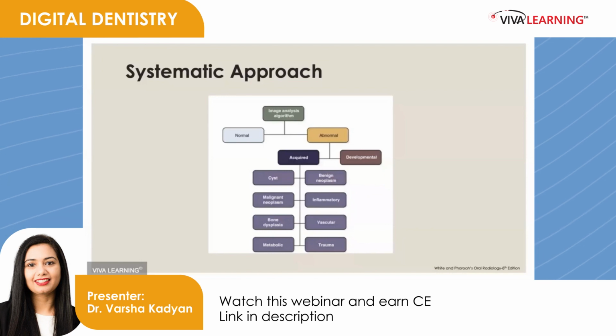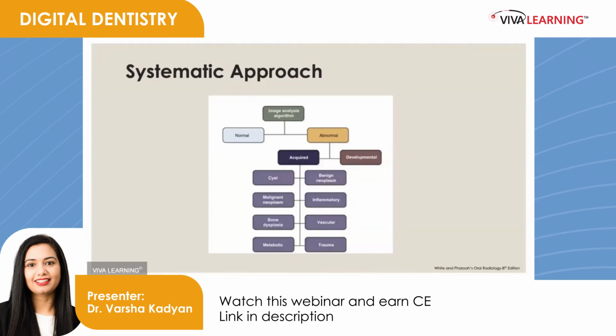If the abnormality is acquired, the next step is to select the most likely disease category for the acquired abnormality. The disease category can be established by observing the features and how they reflect a particular disease mechanism. The categories may include inflammation, cyst, benign neoplasm, malignant neoplasm, bone dysplasia, vascular abnormalities, metabolic diseases, or physical changes such as fracture or trauma.